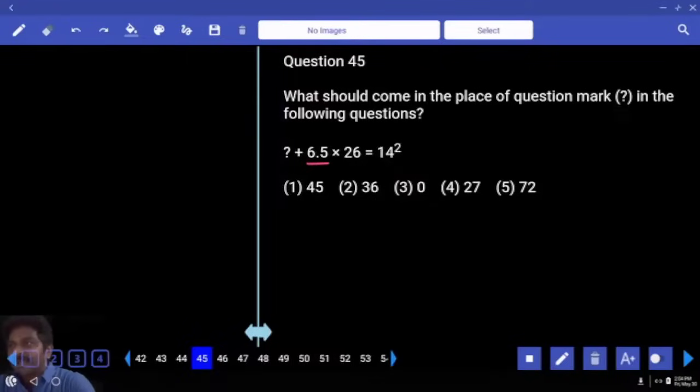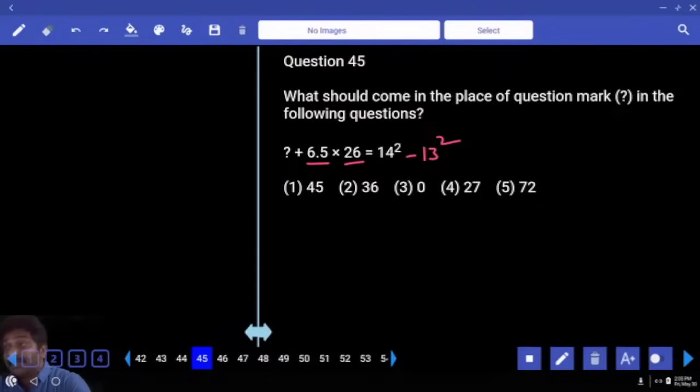Can I write this as 13 by 2? This number as 2 into 13. By 2 into 2 gets cancelled. What is left? 13 square. How much is that? Take 13 square to the right hand side as it is.